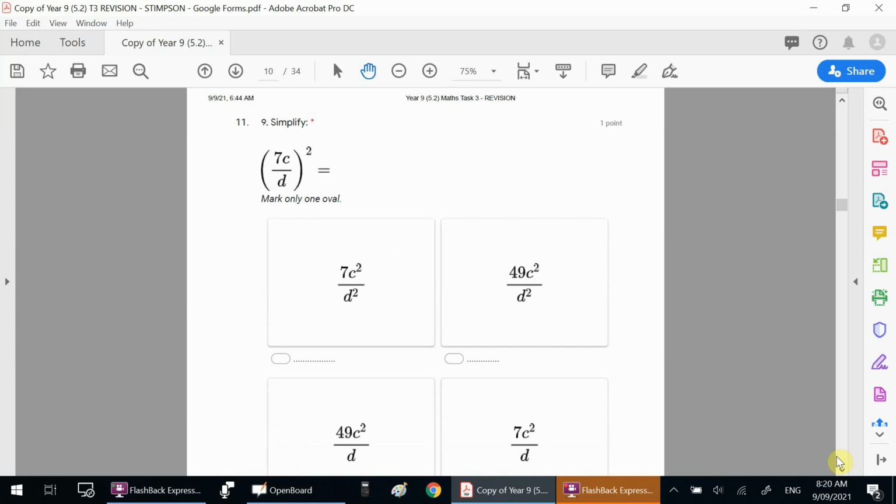Brackets with fractions, the power outside applies to the top, the numerator, and the denominator both. So 7c squared, 7 squared is 49, 49c squared, because you've got to square both the 7 and the c. 49c squared over d squared. There it is.